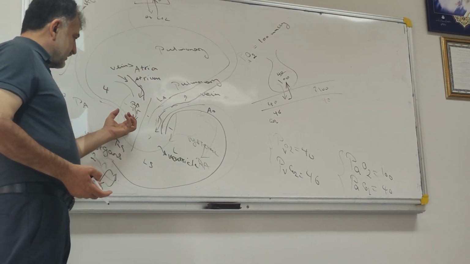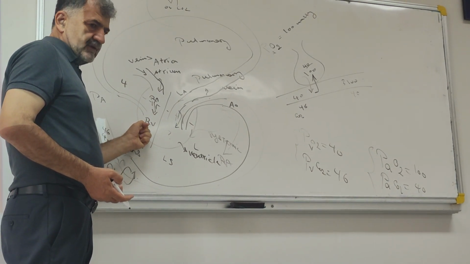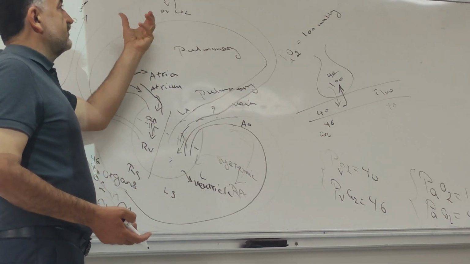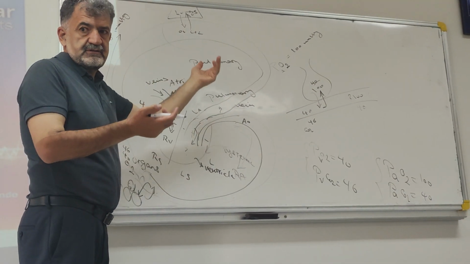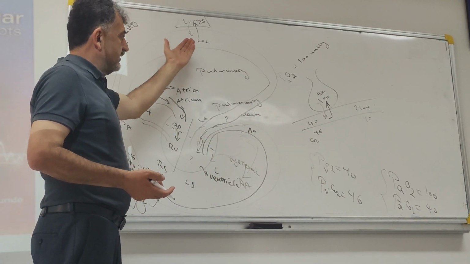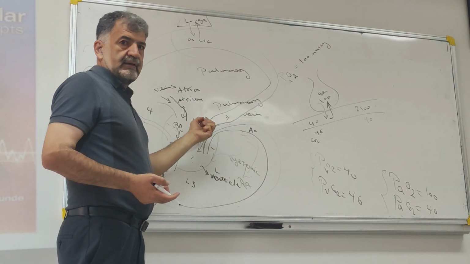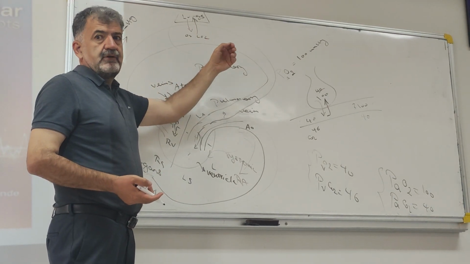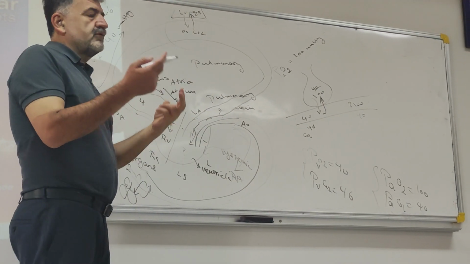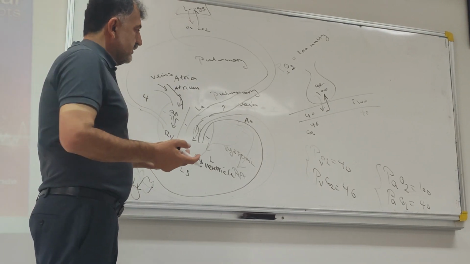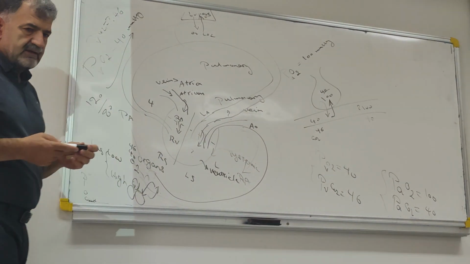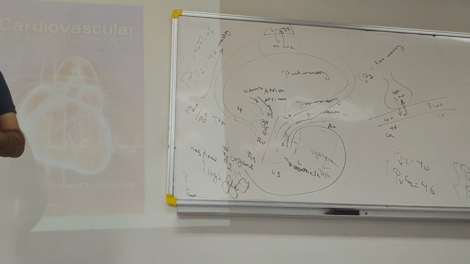And the one that starts with the contraction of the right ventricle and sends blood to the pulmonary artery, which goes to the lungs and makes the blood fresh, and then returns to the left atrium, we call pulmonary circulation. So we have two circulations. And the question was, are those circulations in series or in parallel together?